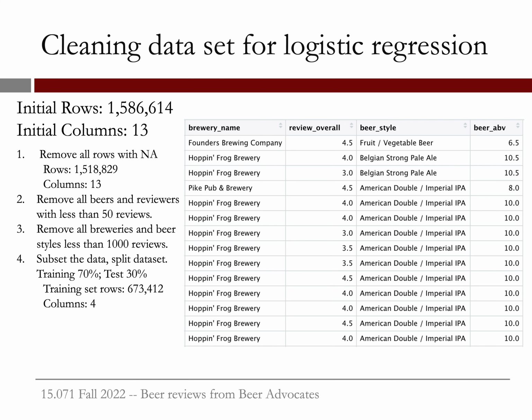Next, we'll move on to the logistic regression and the cleaning that we had to do for that data set. So we started off similar to the recommender. We removed all rows in which columns were not properly filled out, which left us with about 1.5 million reviews. Then we removed all beers and reviewers with less than 50 reviews, similar to last time. But for this one, we kept in breweries and beer styles, but removed any breweries or beer styles that had less than 1,000 reviews. This allowed us to really hone in our data set and get specifically what we were looking for. It helped us with our R-squared at the end as well. We were able to get our training set rows around 673,000.